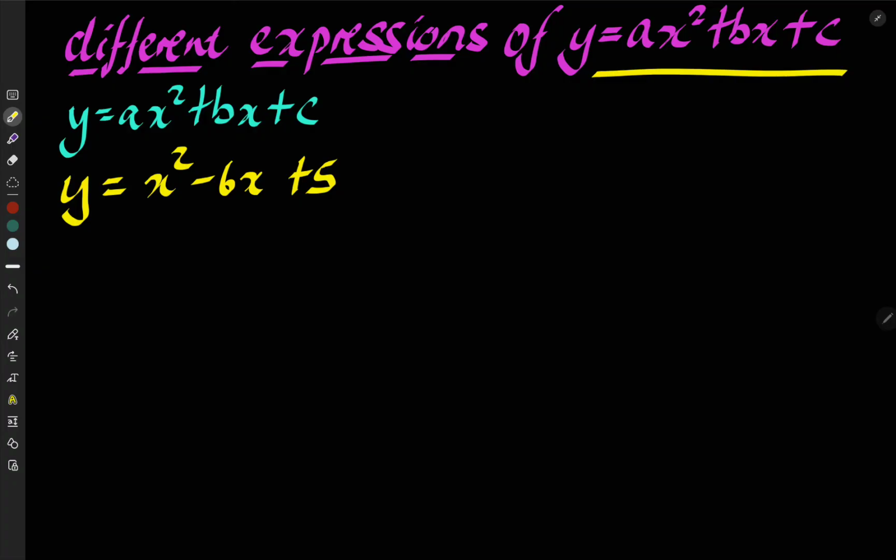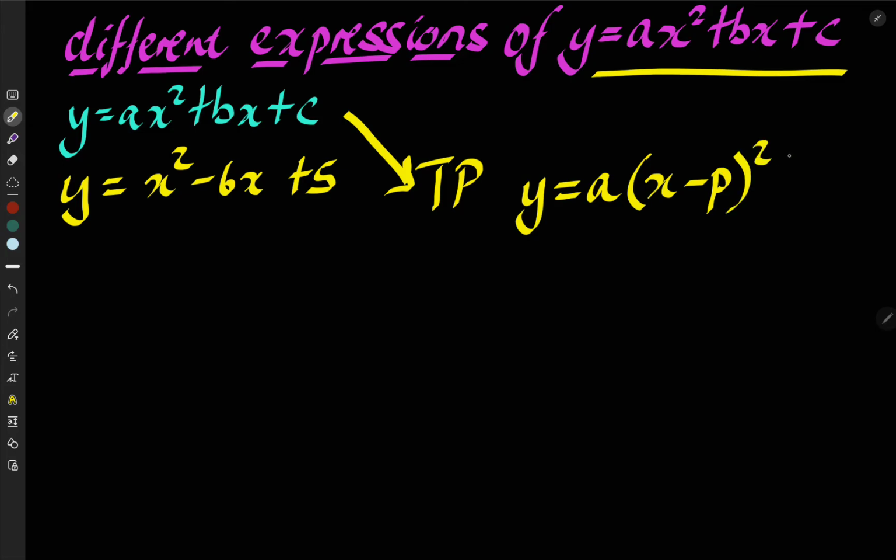So this equation can also be expressed, number 1, in what we call the turning point format. The turning point format is like y is equal to a bracket x minus p bracket squared plus q. So if you have the coordinates of the turning point, that is your p and q.